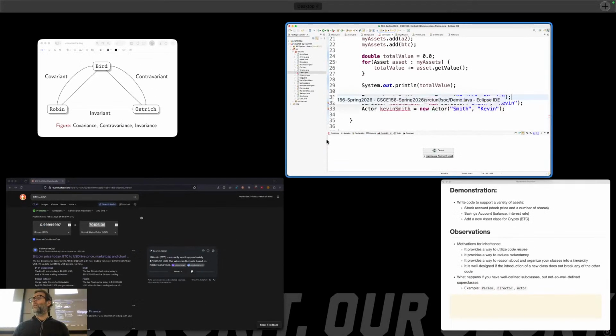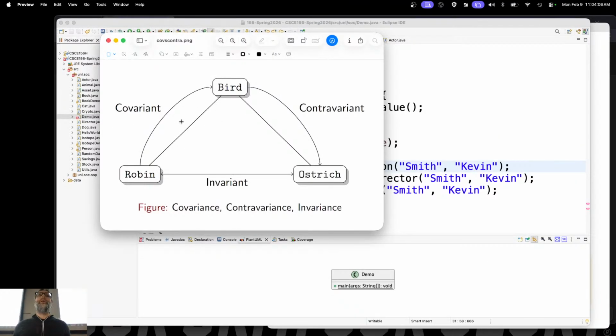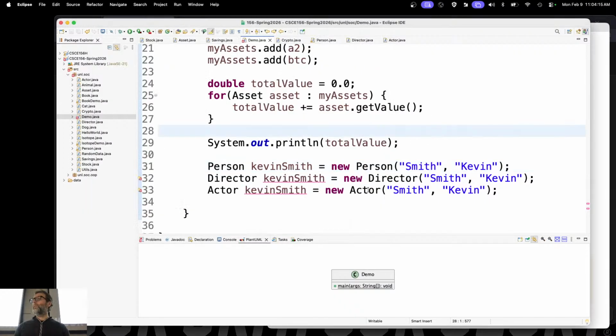I don't know. Can I take a bird and force them to become an ostrich? Remember, that's called contravariance, and it's not always safe. In fact, is it safe over here? Could I take director K. Smith and force the person to become that director?